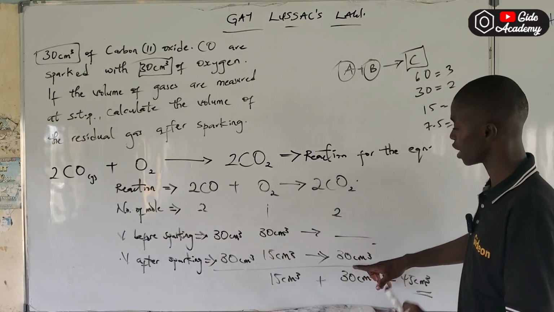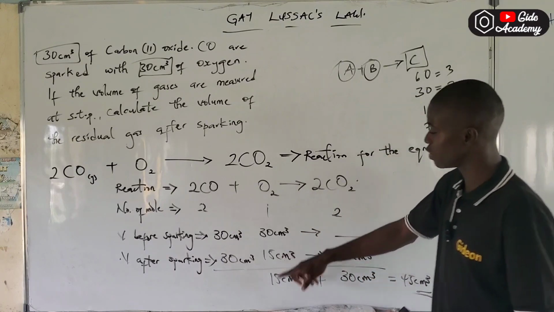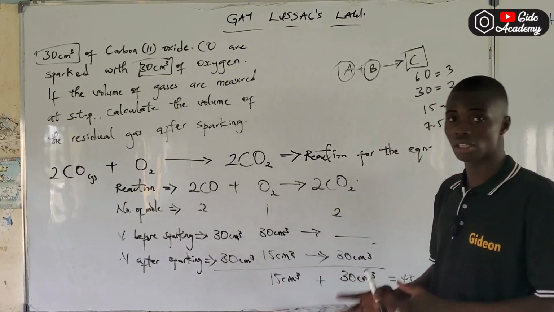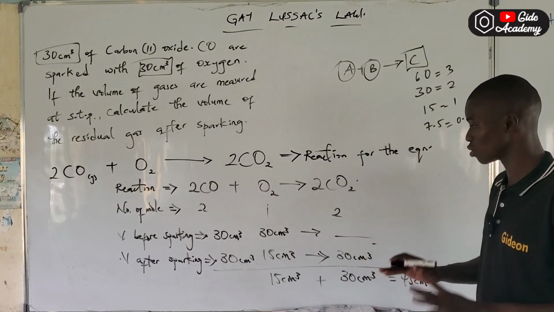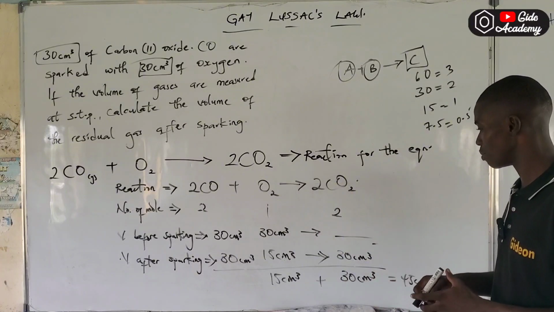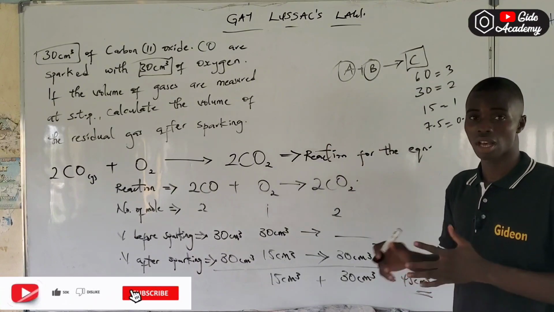So if you look at this, after the reaction, the volume after sparking was 30, then here is 15, and here as well is 30. It doesn't affect anything at all. Just take note of these parameters here and then work with them. You can also pick other examples on this and see how far we can go.